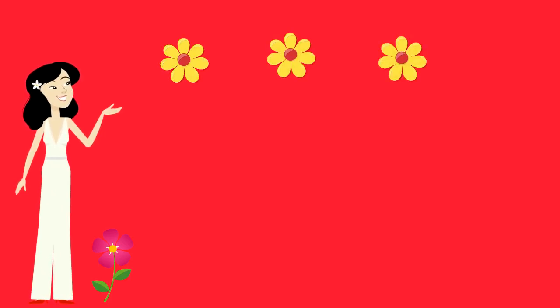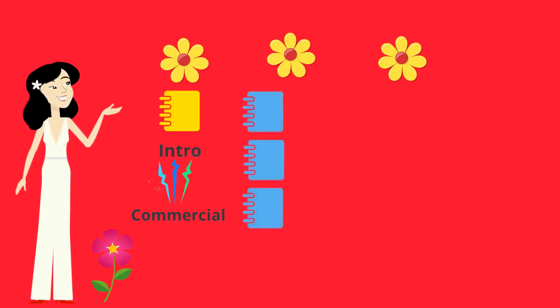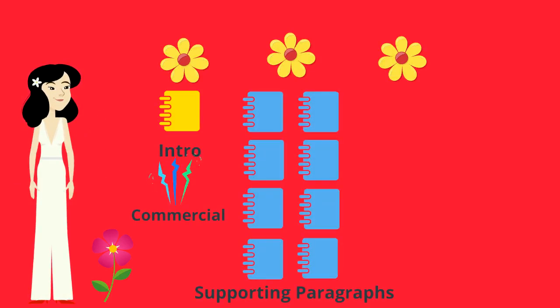If your paper was a series of building blocks, it'd look like this: yellow for the intro or the commercial for your entire paper, blue for your supporting paragraphs or supporting arguments, and green for your conclusion, your closing.